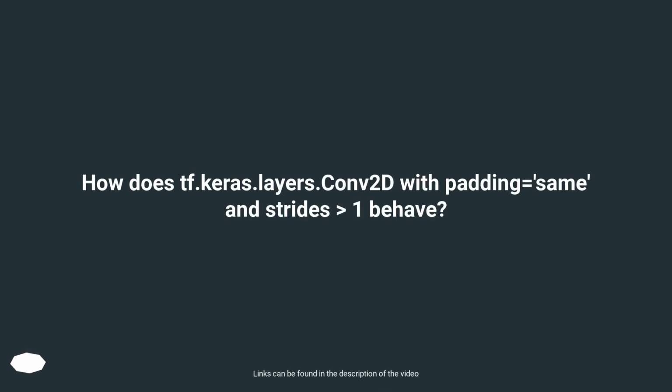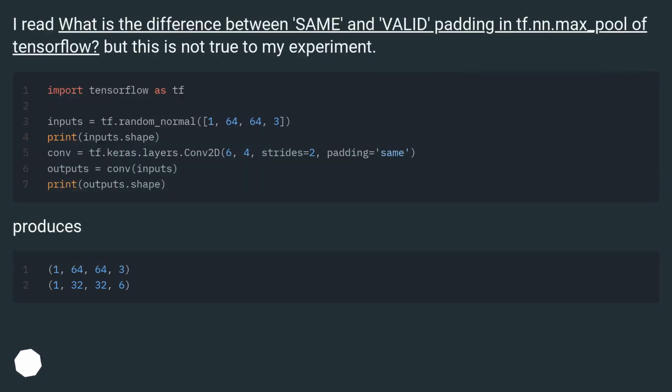How does tf.keras.layers.Conv2D with padding equals same and strides greater than 1 behave? I read "What is the difference between same and valid padding in tf.nn.max_pool of TensorFlow?" But this is not true to my experiment.